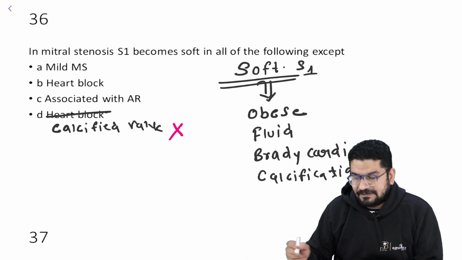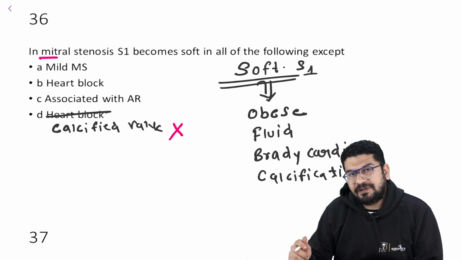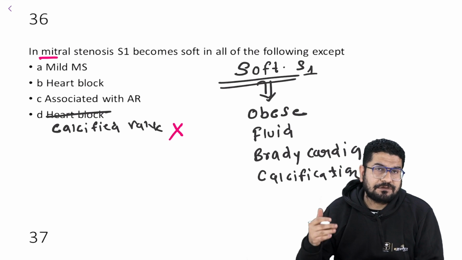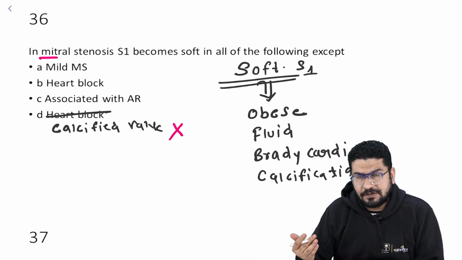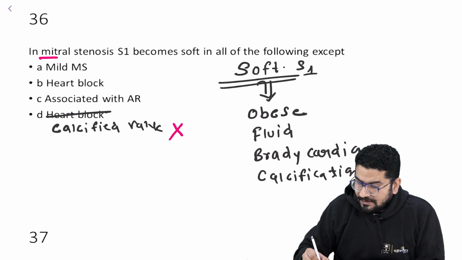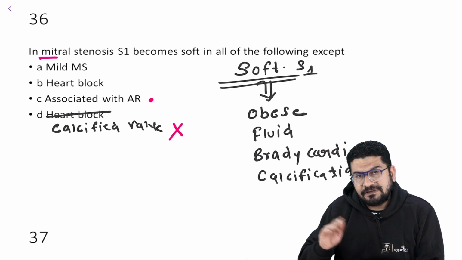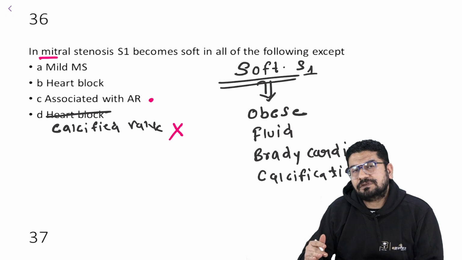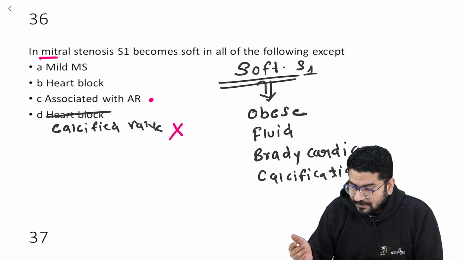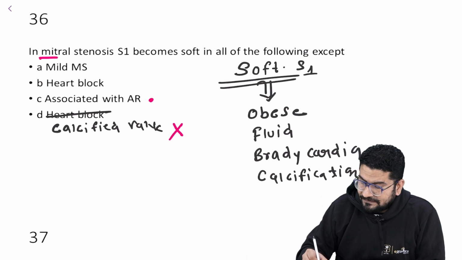Whenever MS is associated with AR, there may be a possibility that the murmur and sound of AR will become loud. So that is a possibility. When it is MS with AR, then maybe you will see more sound of AR. You can see the murmur of AR, like a diastolic murmur.